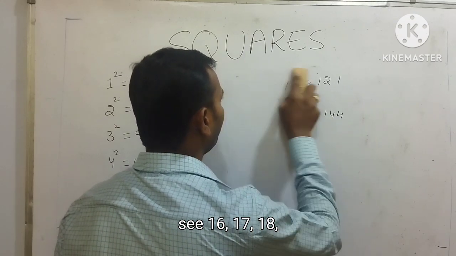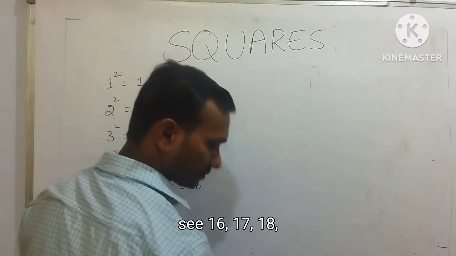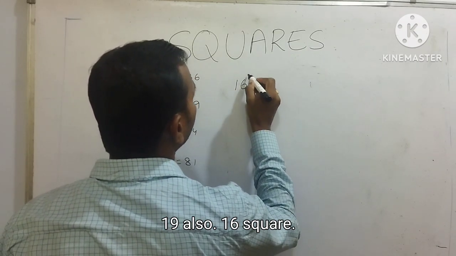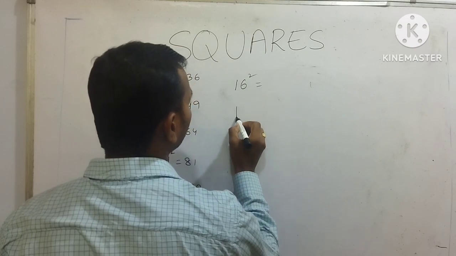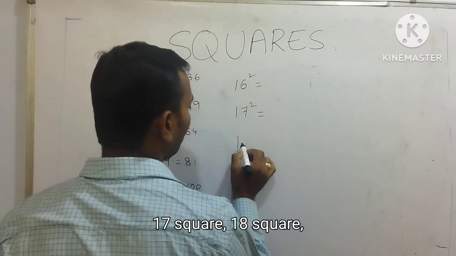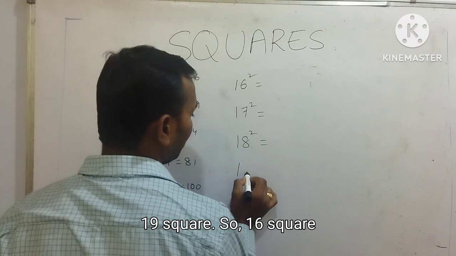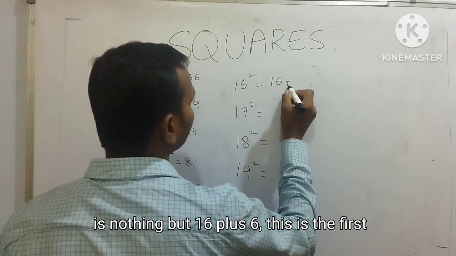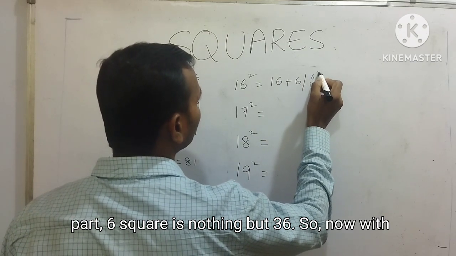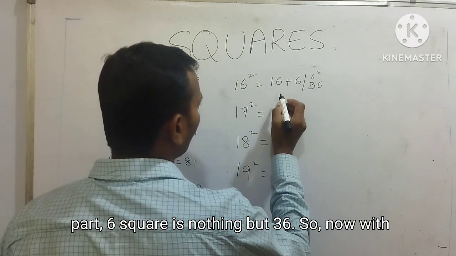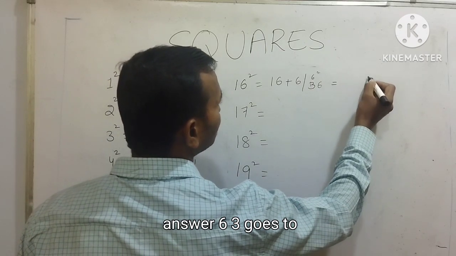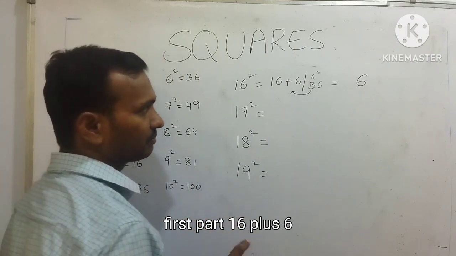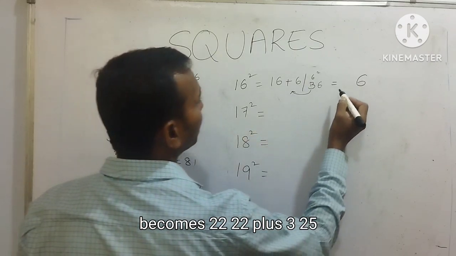Now we will see 16, 17, 18, 19 also. 16 square, 17 square, 18 square, 19 square. So 16 square is nothing but 16 plus 6. This is the first part. 6 square is nothing but 36. So now with the help of this, we will complete the answer. 6, 3 goes to the first part. 16 plus 6 becomes 22. 22 plus 3, 25.